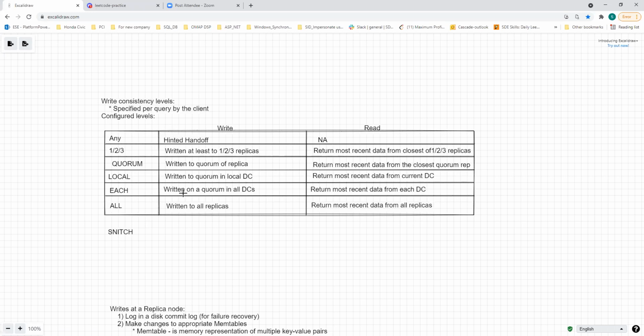ALL will have a lot of latency, right? Every node has to confirm that it has written the data. That's a very ideal situation if you want to store very durable and very important data. But that is what they are saying. You have all this flexibility inbuilt in Cassandra, and therefore it is very powerful.